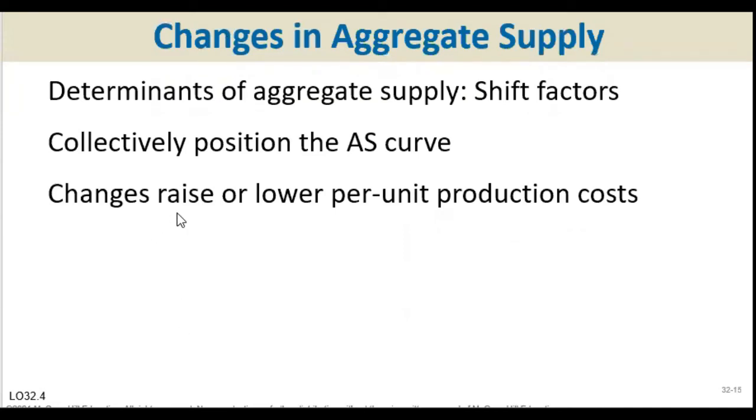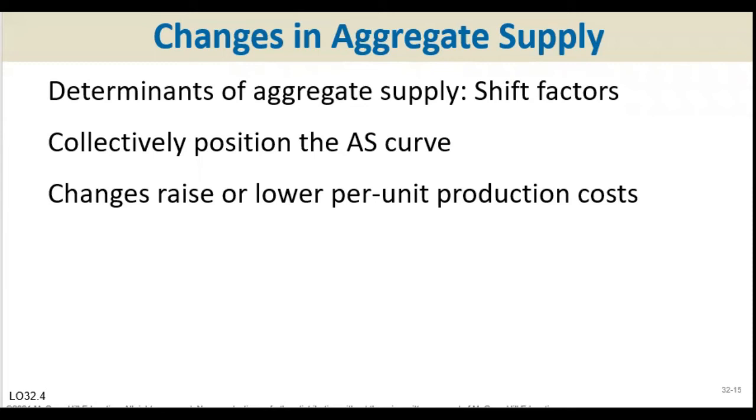So what can change the aggregated supply schedule, the determinants of aggregated supply, or the shifters? The determinants of aggregated supply are the other things, besides the price level, that cause a change or shift in the aggregated supply at each price level. Changes that reduce per unit production costs shift the aggregated supply to the right. The change that causes a decrease in per unit production cost will shift the aggregated supply to the right. People are going to produce more.